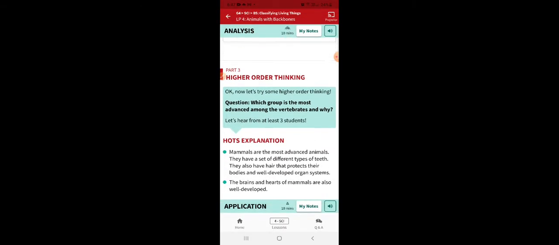Now let us complete our worksheet. Let us start this question. Which group is the most common and advanced among the vertebrates? Out of the 5 different groups we have seen, which group is the most common one, the most advanced group? That is your mammals.